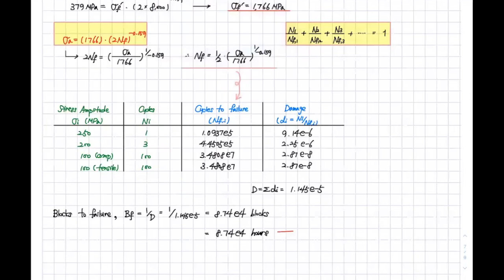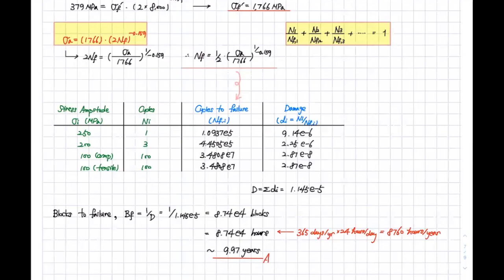And as you know, 365 days in 1 year and 24 hours in 1 day. So how many hours in a year? If you multiply, it's 8760 hours per year, which means that 8.74 × 10^4 hours is approximately 9.97 years, almost 10 years. So this is the answer.